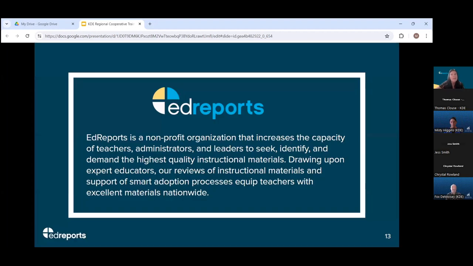EdReport is an independent nonprofit organization committed to improving K-12 education. Our mission is to empower teachers, administrators, and leaders by increasing their ability to seek, identify, and demand the highest quality instructional materials for students. By leveraging the expertise of our educators who support the instructional materials and supporting effective adoption processes, we strive to equip teachers across the nation with excellent resources.